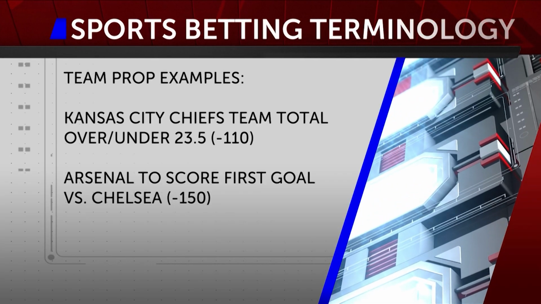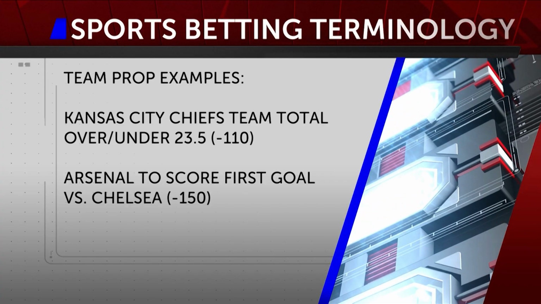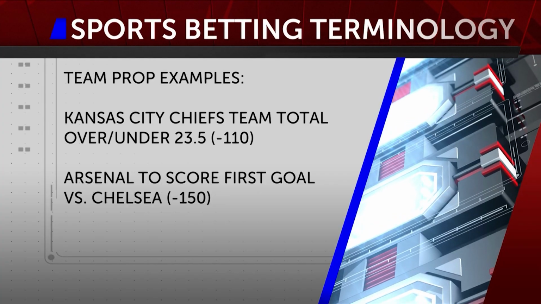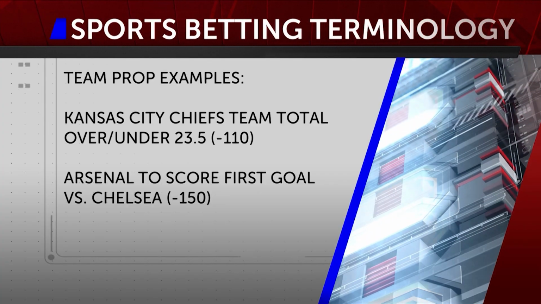their specific team prop. You can also bet first team to score markets, which, as you'll see with this example on the screen, Arsenal at -150. Sometimes they can be a little bit more juiced depending on the matchup, and we're going to dive into exactly what juice and juicing odds mean in a second.